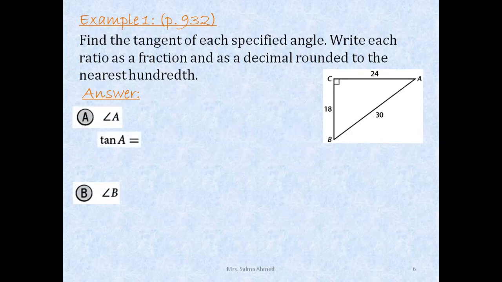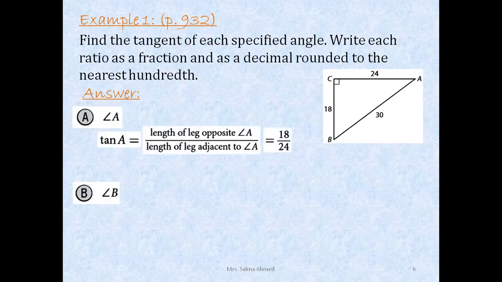So tan A will be opposite over adjacent. This is angle A, so this is the adjacent side and this is the opposite side. So I make opposite over adjacent, which is 18 over 24. You can use your calculator to find it's 3 over 4, or 0.75 as a decimal.